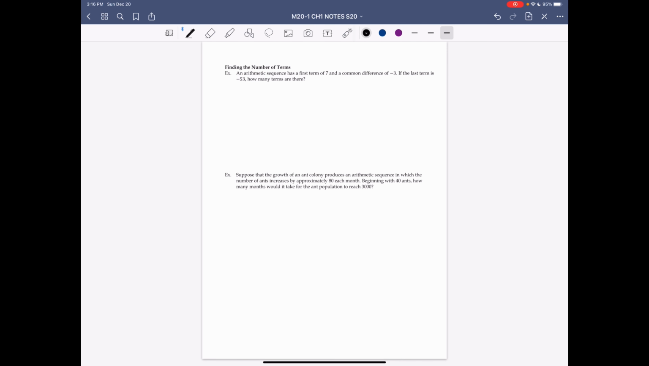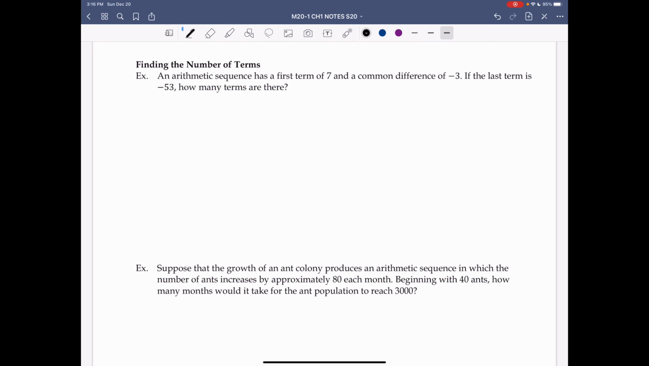Finding the number of terms. Example: an arithmetic sequence has a first term of 7 and a common difference of negative 3. If the last term is negative 53, how many terms are there? Start by writing down what we know. The first term is 7, that means T1 equals 7. The common difference is negative 3, so D equals negative 3. We have the last term, we don't know what number of term that is, but Tn equals negative 53, and we're trying to determine what is n.